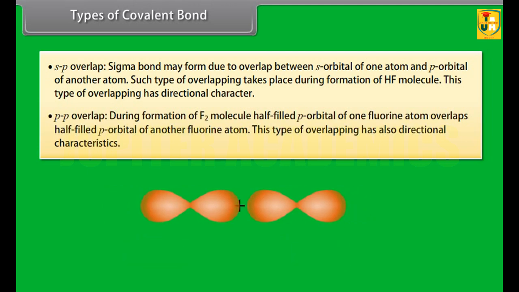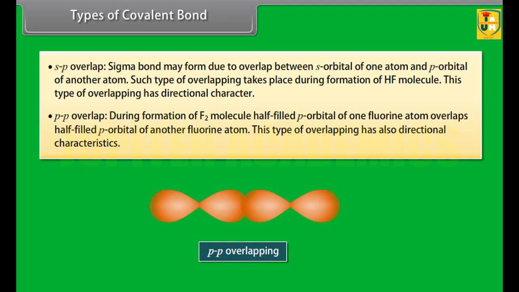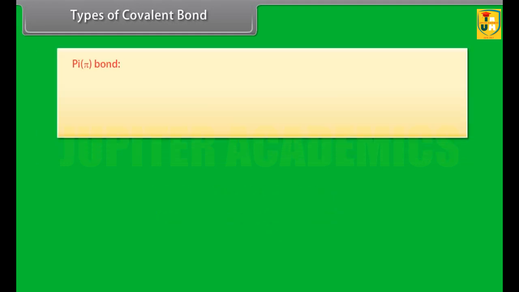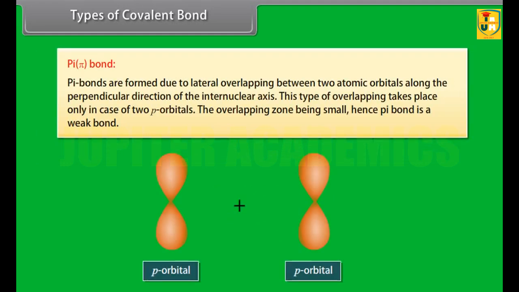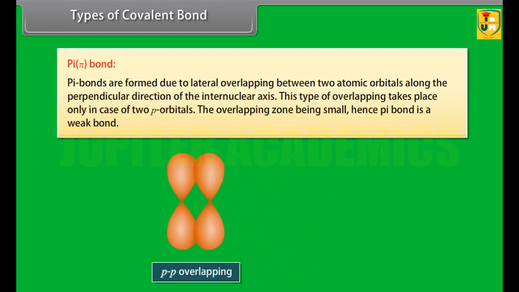P-P overlap. During formation of F2 molecule, the half-filled p orbital of one fluorine atom overlaps with the half-filled p orbital of another fluorine atom. This type of overlapping has also directional characteristics. Pi bond. Pi bonds are formed due to lateral overlapping between two atomic orbitals along the perpendicular direction of the internuclear axis.